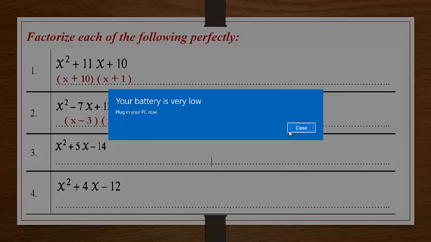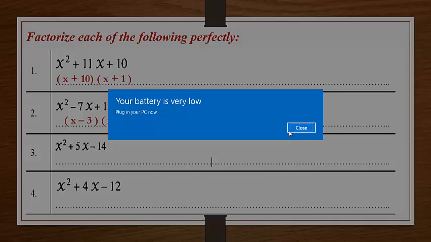Number 5, x power 2 plus 8x plus 15: open two brackets, x and x, factorize 15 to 3 times 5, their sum equals 8. Number 6, x power 2 minus 17x plus 30: factorize x power 2 to x times x, and 30 to 15 times 2, because 15 plus 2 equals 17, and the two brackets have the same sign of the middle term.